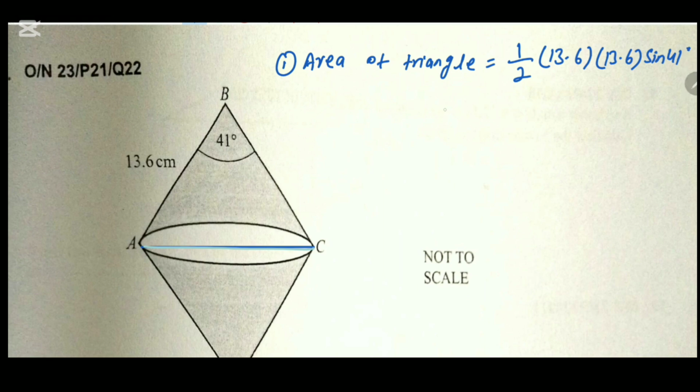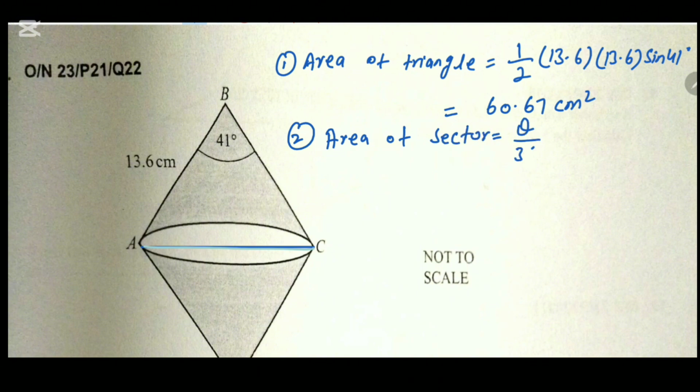So now how will you calculate? If you calculate, you will get 60.67 centimeter square. Second, what you have to find is the area of sector, that is theta over 360 into pi r square.